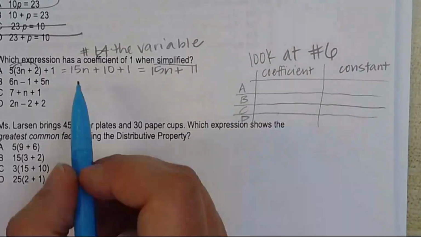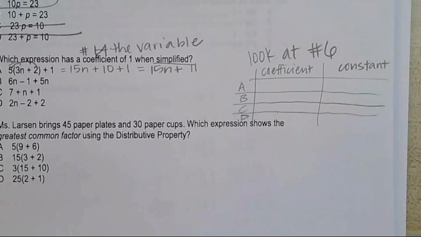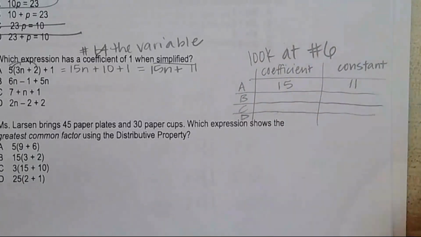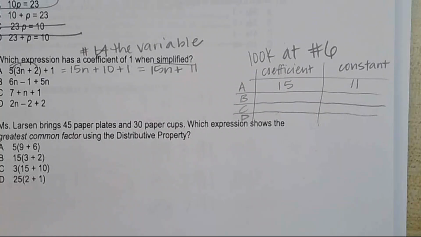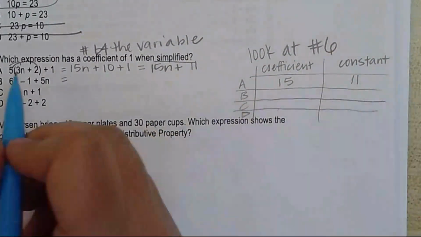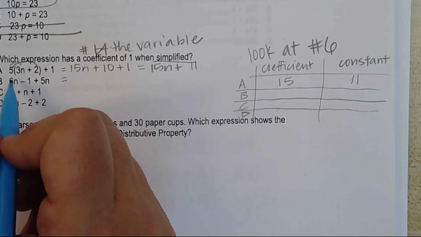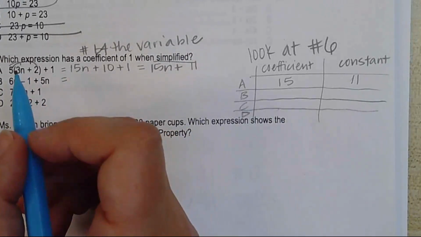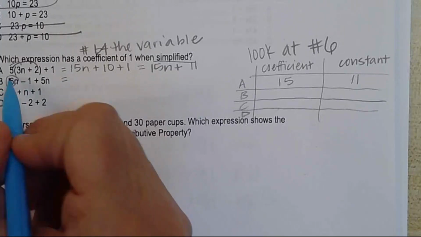Looking at A, once we simplified, what was the coefficient? What was the constant? I'm not going to make you write it down, but what's the variable? What's the terms? 15 and 11. Okay. All right, can I simplify B down? Do I need to do the distributive property? No. So I can just play matchy: 6n plus 5n.